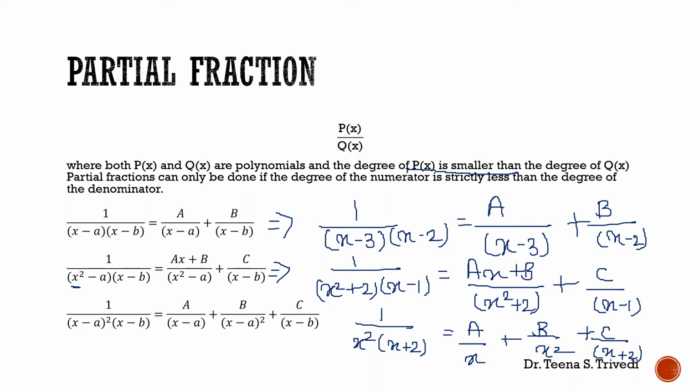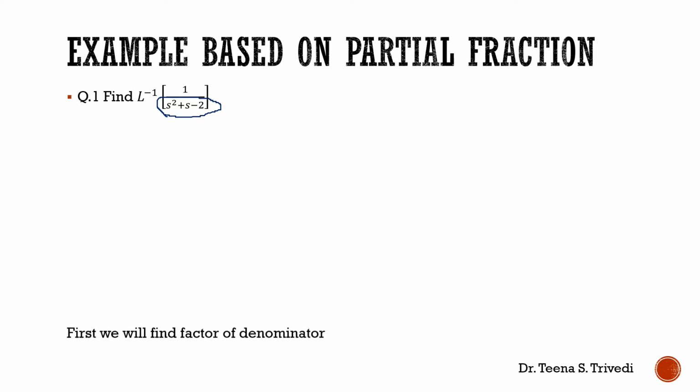Using these values of A, B, C, you can convert this fraction into addition or subtraction. Okay, so let's see the first example based on partial fraction. If I want to find the Laplace inverse of 1 upon s square plus s minus 2, this is not a standard formula, so I have to convert s square plus s minus 2 into fraction form.